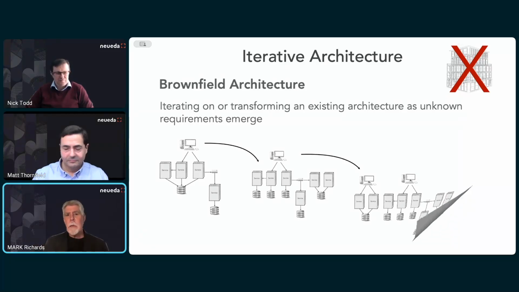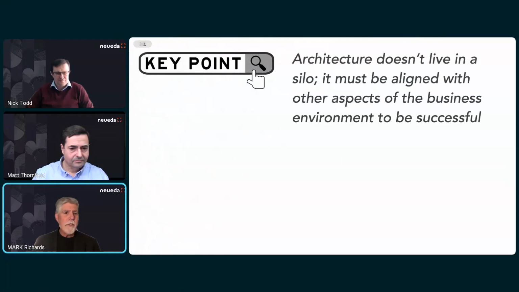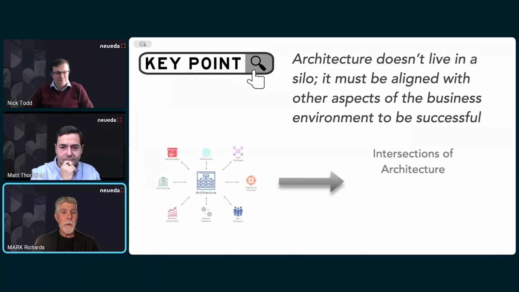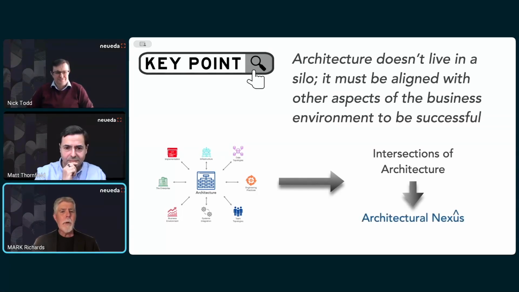Now, another key point I want to stress is that architecture in systems does not live alone. It doesn't live in a silo, but rather must be aligned with other aspects of the business to be successful and to work. And as a matter of fact, we call these the intersections of architecture. And more formally, a funny word, architectural nexus. Nexus meaning the collection of intersections.